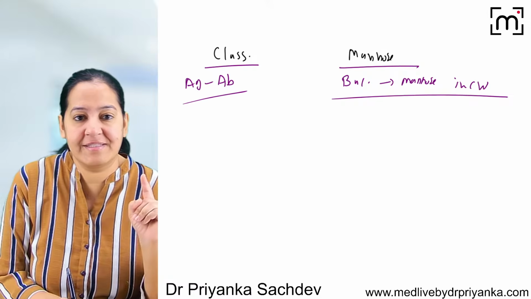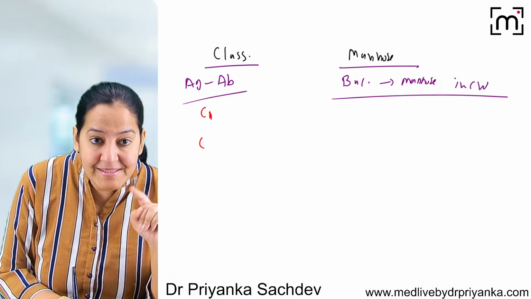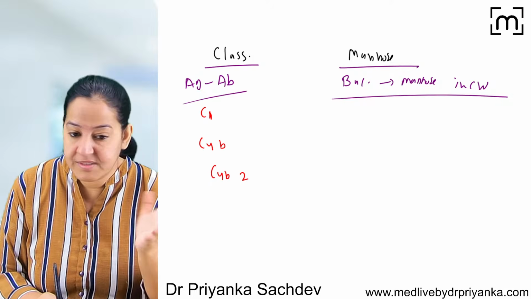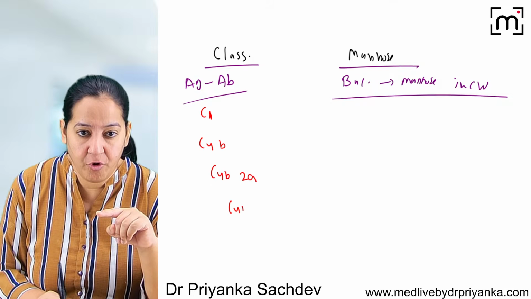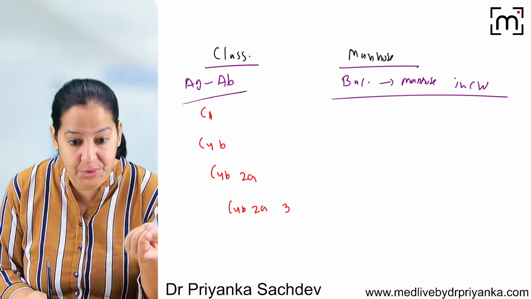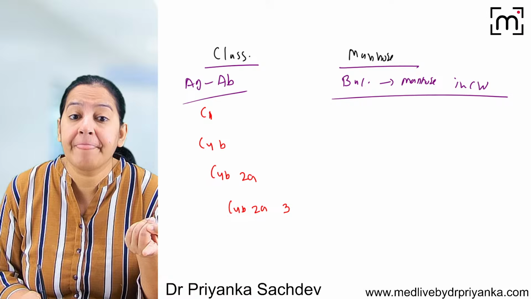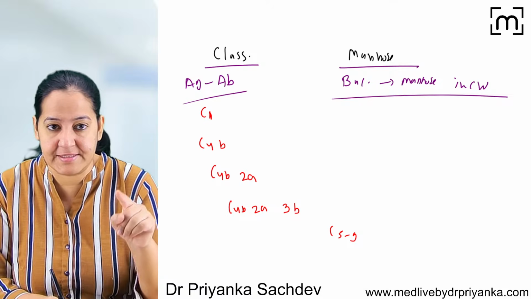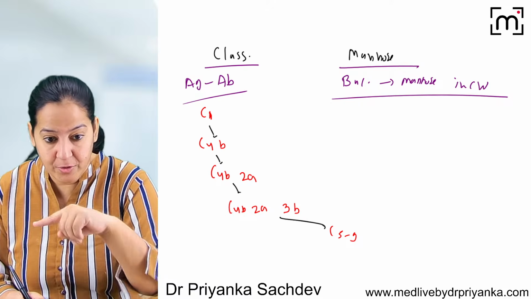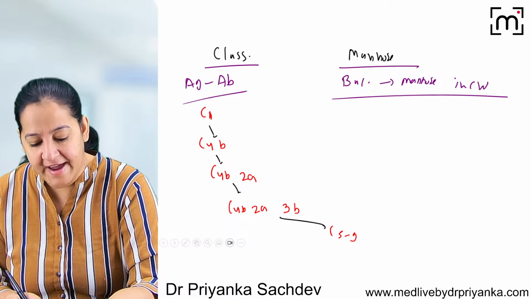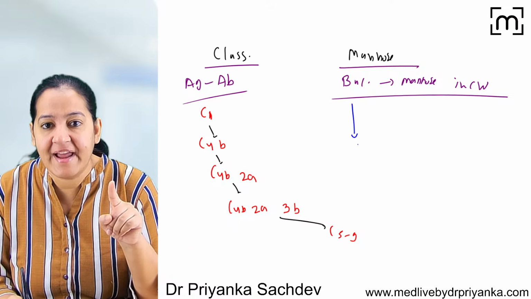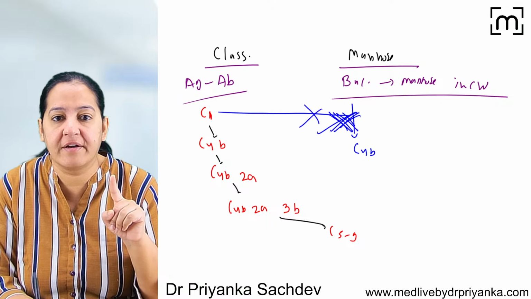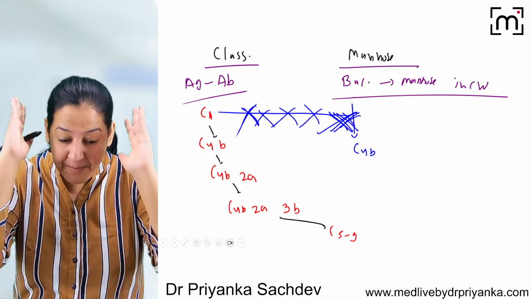Now tell me the sequence. Here, ma'am, C1 is there followed by C4. From C4, not C4a, it is C4b. Now C4b will go to C2. Not C2b, C2a. And this C4b, C2a will go to C3. From C3, which one? It's C3b again. And it will go to C5 to C9. Finally, this is the sequence in classical. What's the sequence in mannose? In mannose, the only difference is that it will directly activate C4, C4b, without involvement of C1. C1 is not there. That is the only difference between the two pathways.